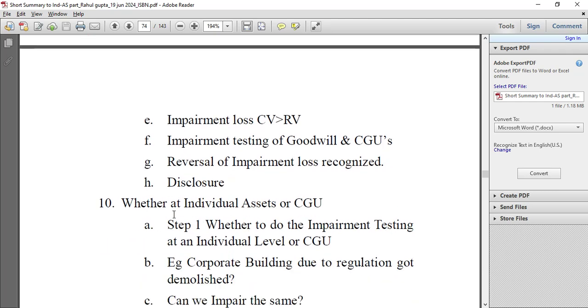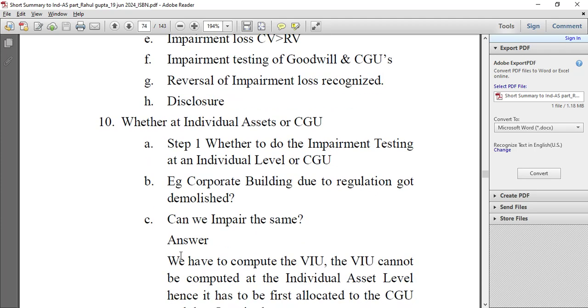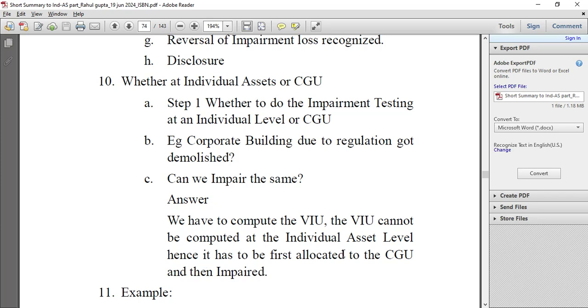Whether at individual assets or CGU, whether to do the impairment testing at the individual level or CGU. Corporate building due to regulation got demolished. Can we impair the same? Answer. We have to compute the value in use. The value in use cannot be computed at the individual asset level. Hence, it has to be first allocated to the CGU and then impaired.